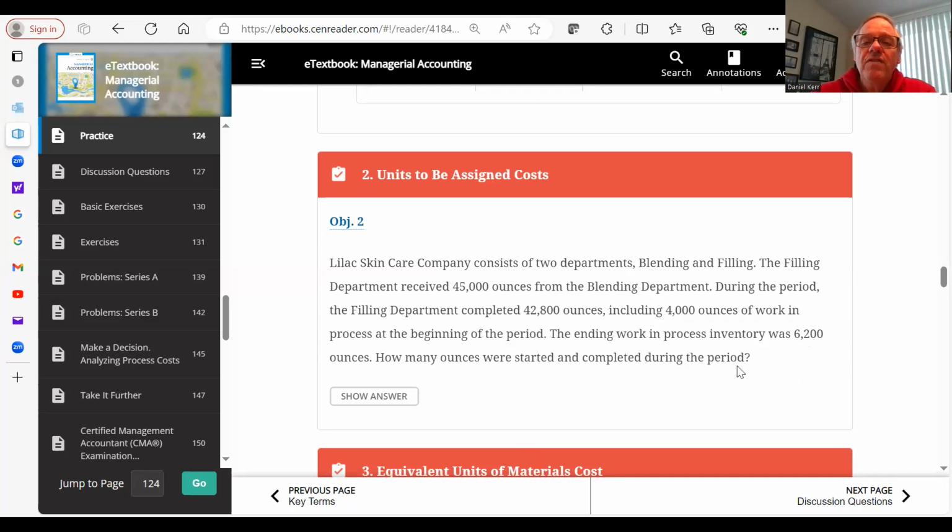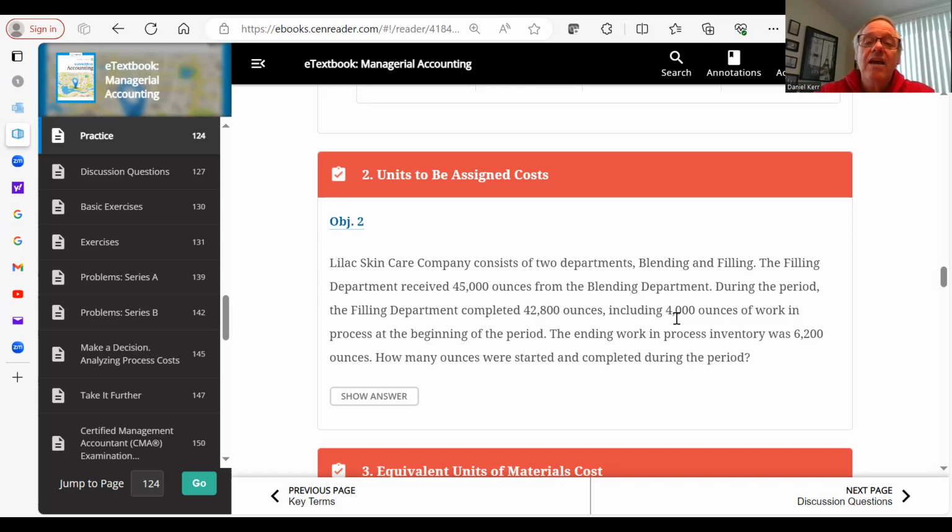Well, remember that little graphic that we did here. During the period, we completed 42,800 ounces, but that included 4,000 ounces that were in work in process at the beginning of the period. So in terms of the number that were started and completed, you completed 42,800, but 4,000 of those would have come out of beginning inventory. So your correct answer there is 38,800.